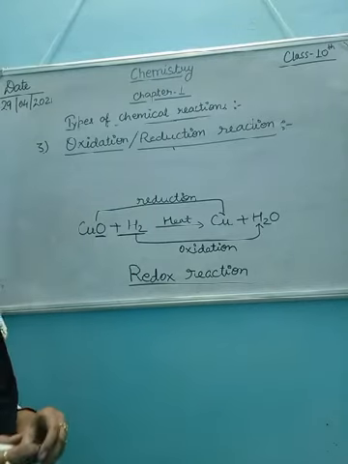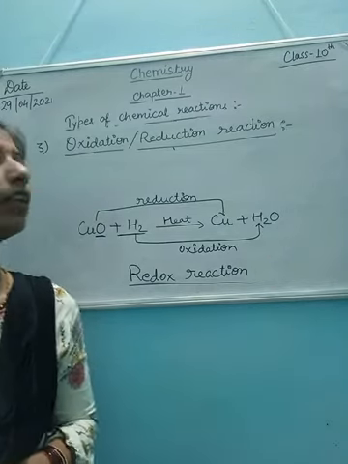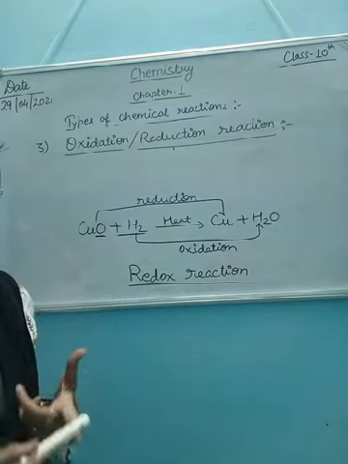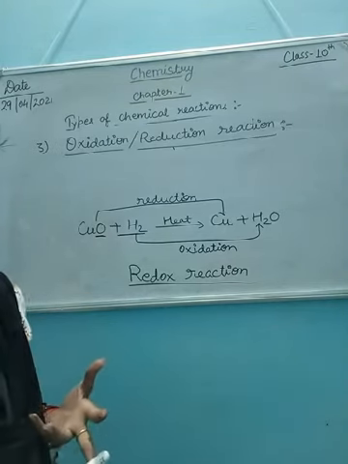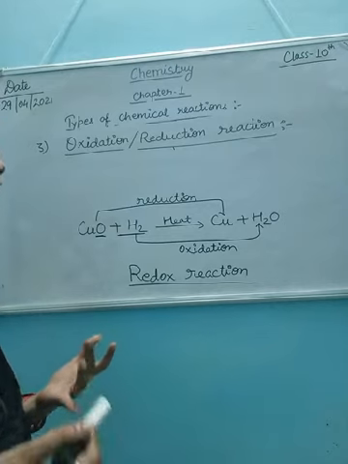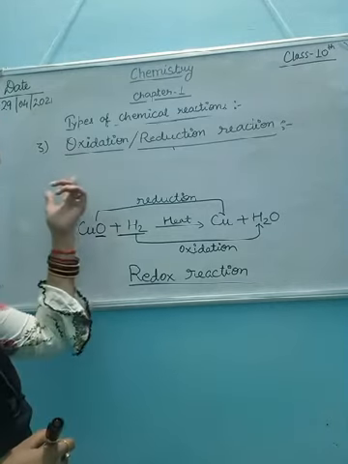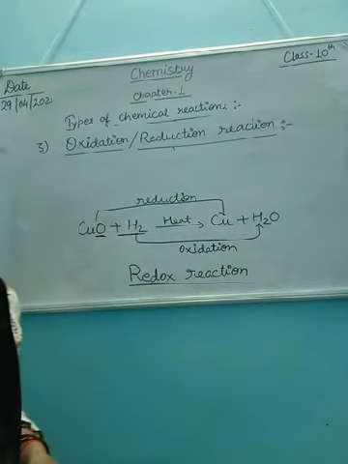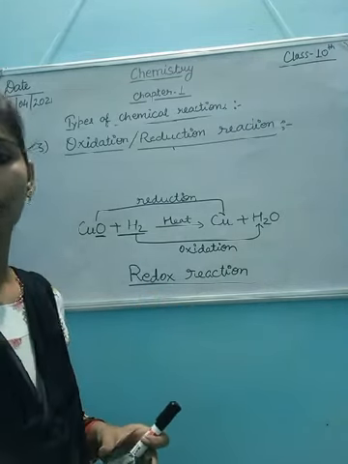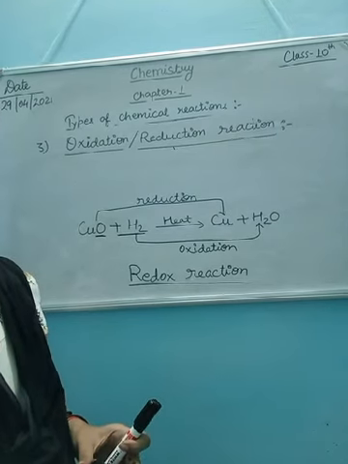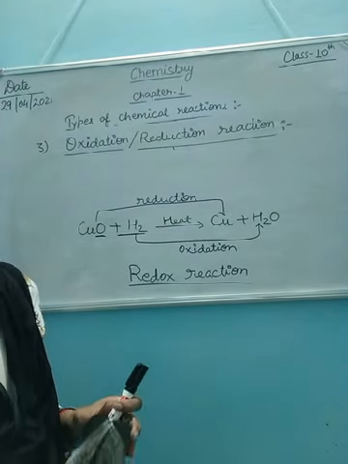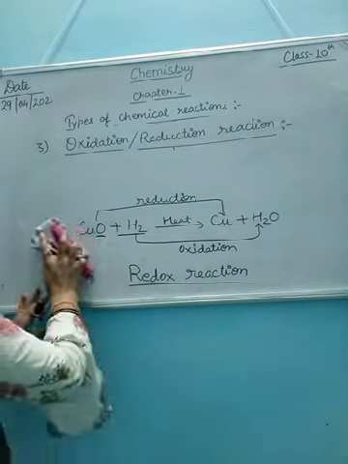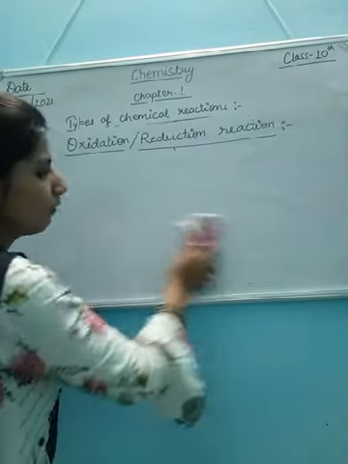Okay students, this is all about the types of chemical reactions. The types of chemical reactions we have learned: combination reaction, decomposition reaction, displacement reaction, double displacement reaction, oxidation and reduction reaction. Now in the next video we will learn about corrosion and rancidity. It means effects of oxidation in our everyday life.